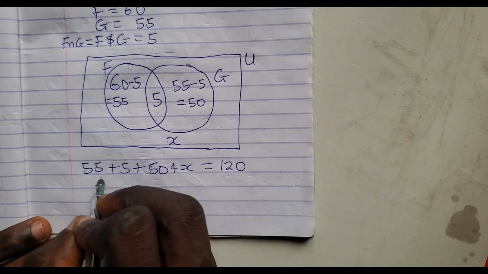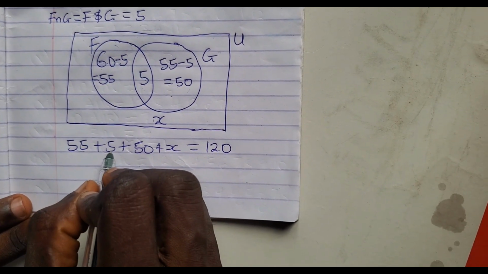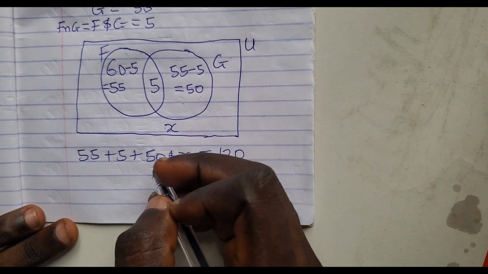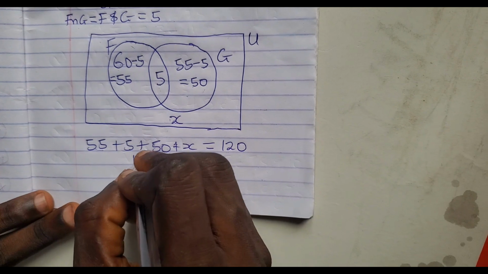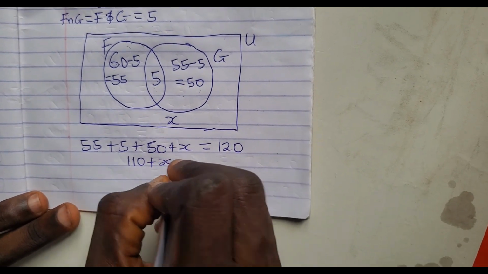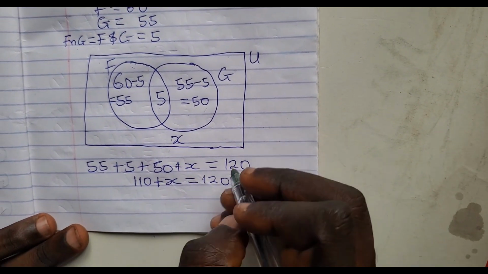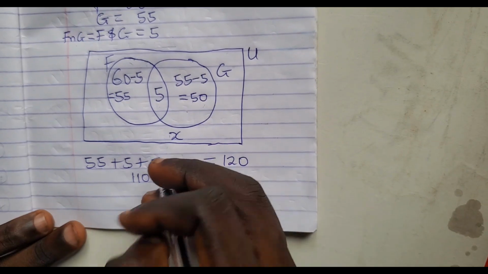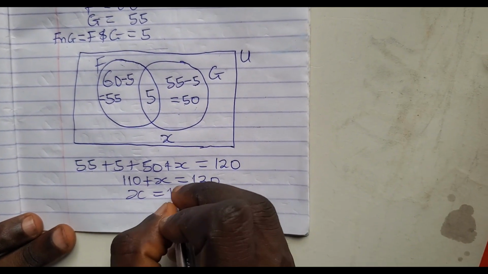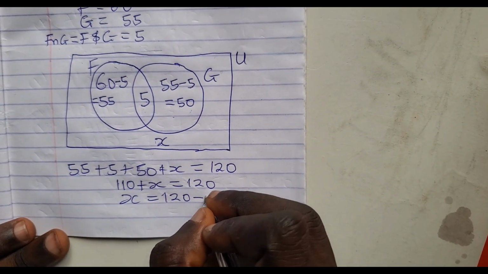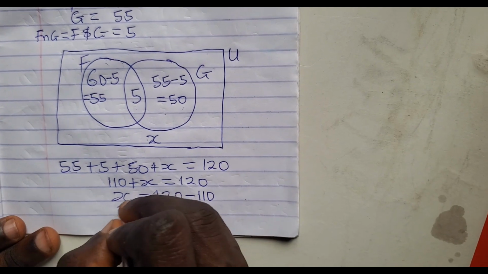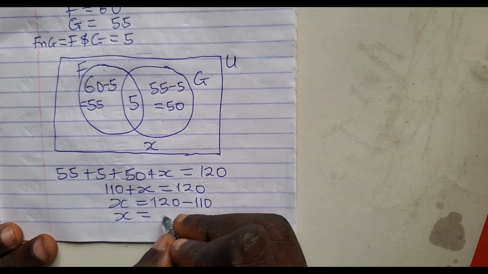Okay, so 55 plus 5 gives us 60. 60 plus 50 gives us 110. Here gives us 110 plus X equals what? 120. So if I take 110 to the other side, I'll be left with X equals 120 minus 110. So therefore X equals what?